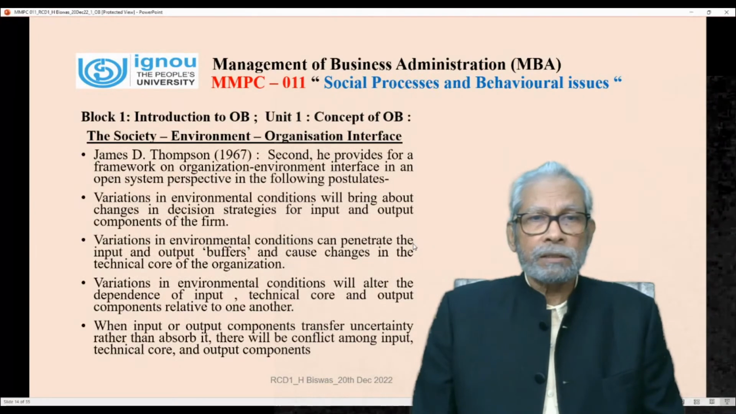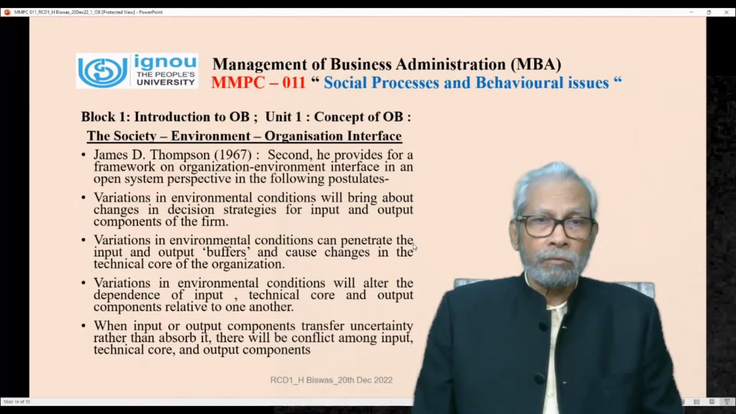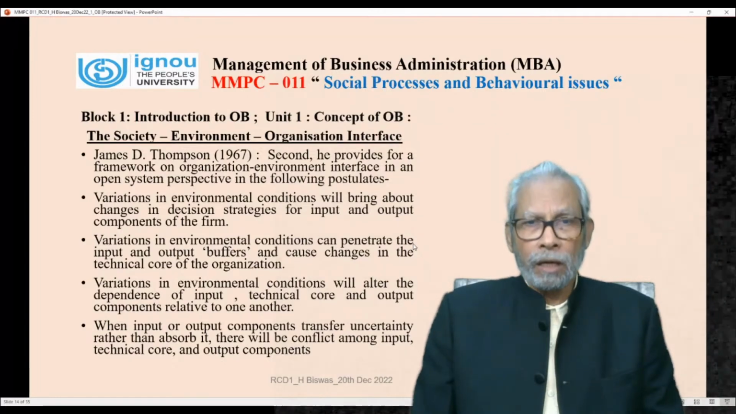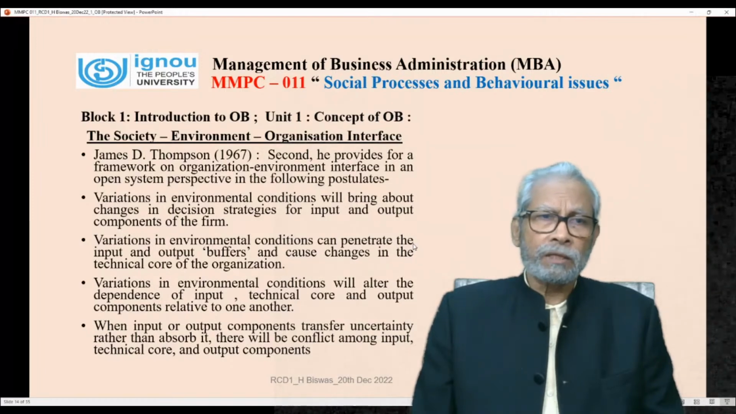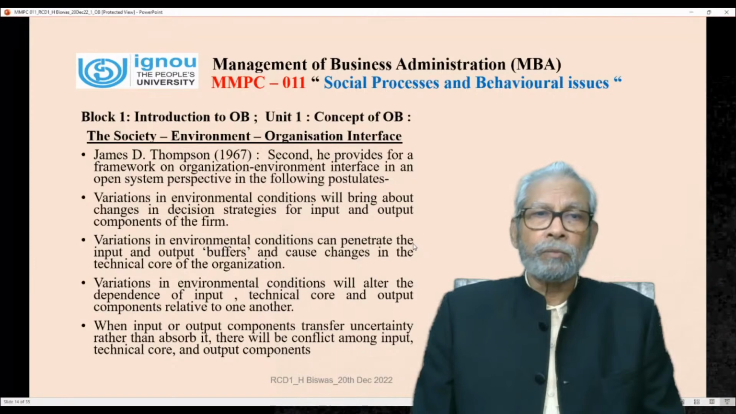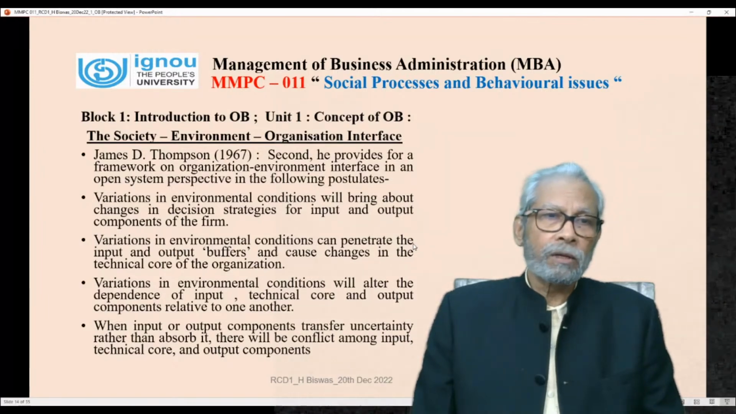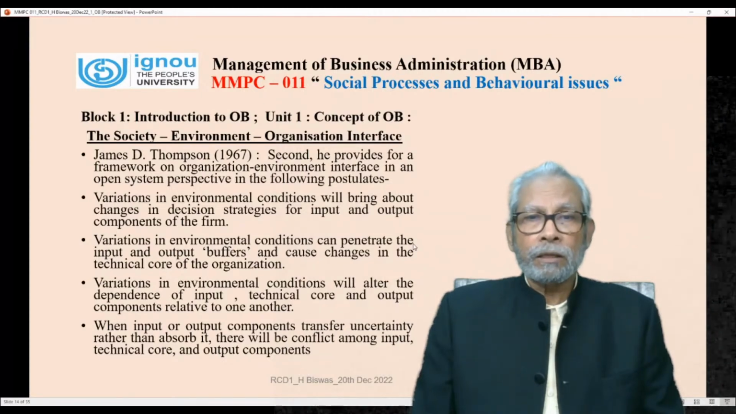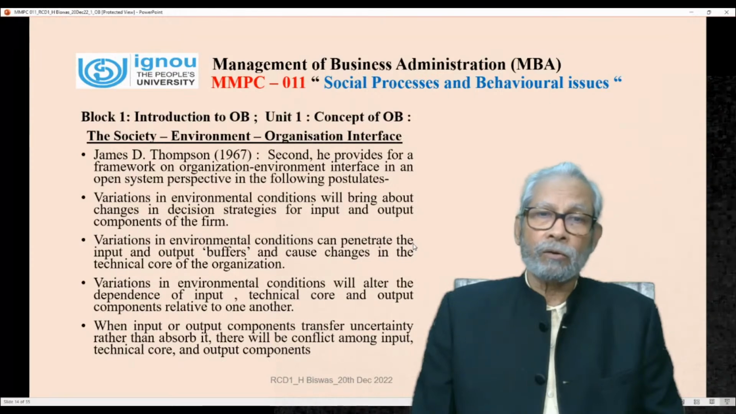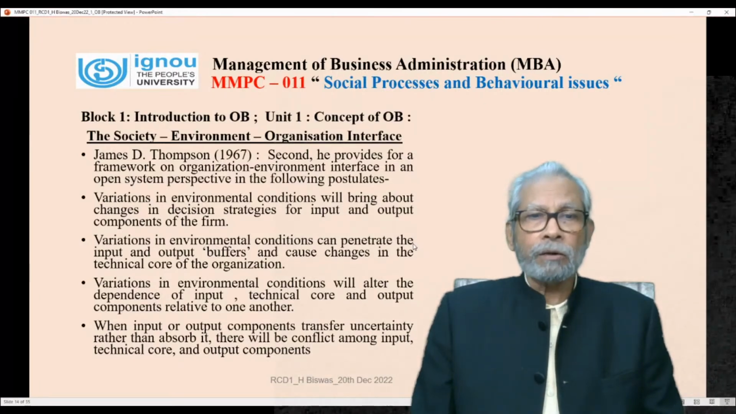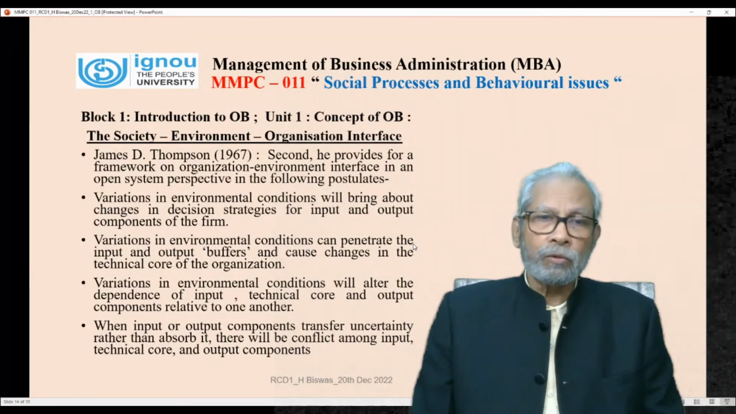Now, James D. Thompson, second, provides a framework of organizational and environment interface in an open system, with the following postulates. Some of the postulates you can already see as principles. Variations in environmental conditions will bring about changes in decision strategies for the input and output components of the firm. Variations in environmental conditions can penetrate the input and output buffers and cause changes in the technical core of the organization. Variations in environmental conditions will alter the dependence of the input, technical core, and output components relative to one another.